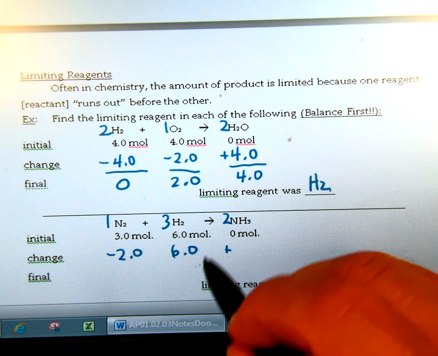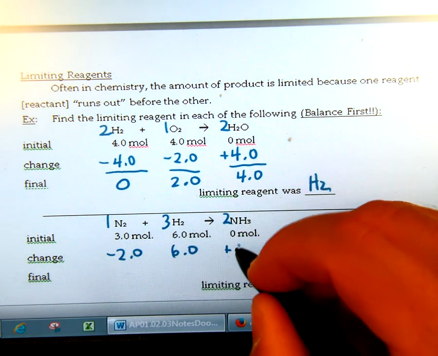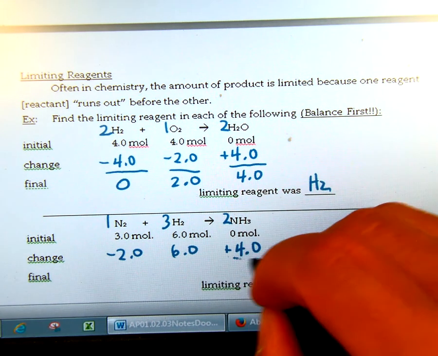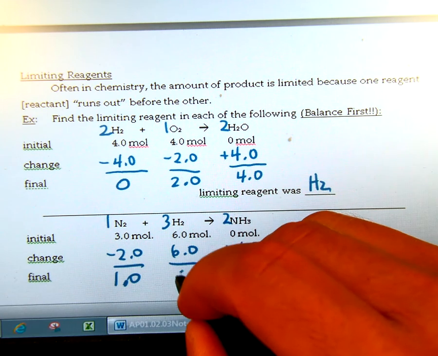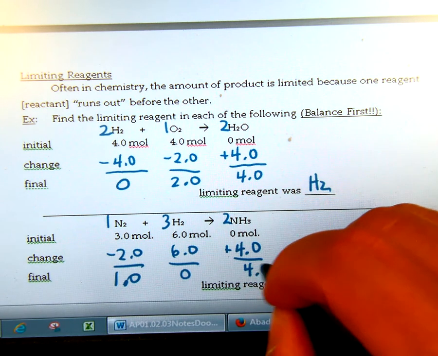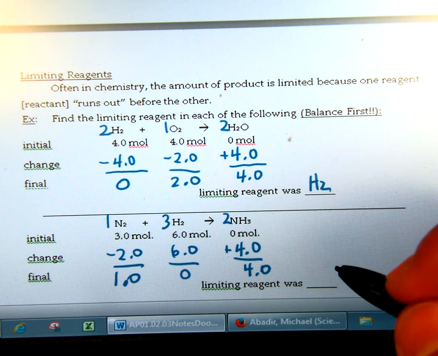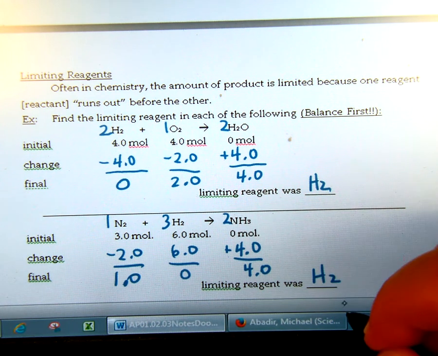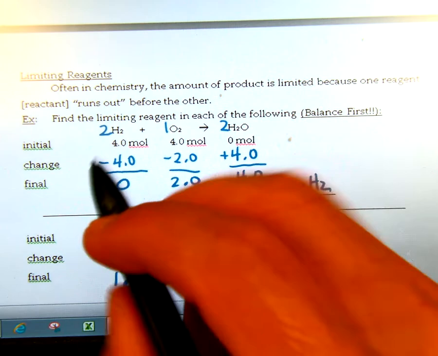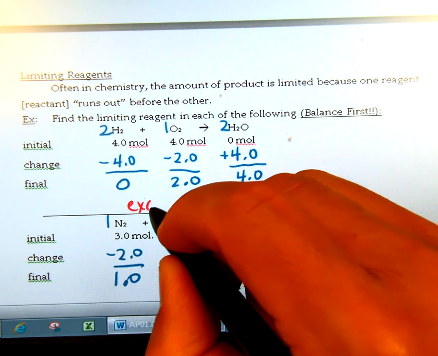So let's bridge from the 6. 6 divided by 3 times 2 is 4. And so when we're all done, we have 1 leftover nitrogen, no more hydrogen, and 4 moles of ammonia. So the limiting reagent is the one that ran out, which again happens to be hydrogen. And the one that's left over is called the excess reagent.